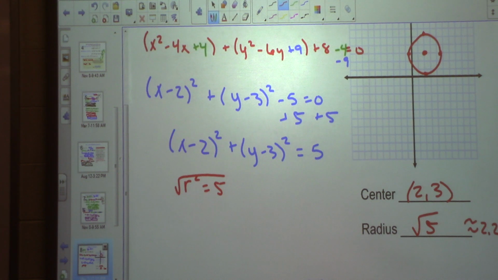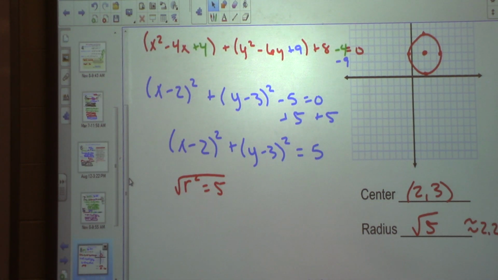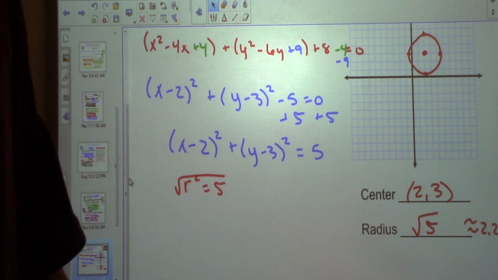Pretty good circle. Any questions? I think that's it for today, right? Okay, that's all we have for today. Any questions?